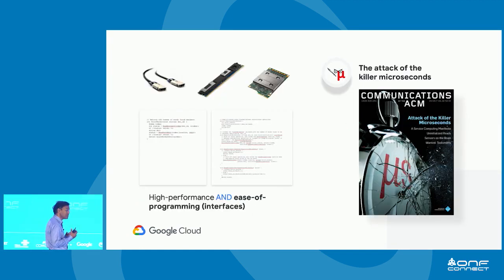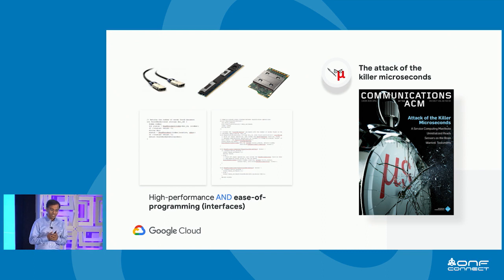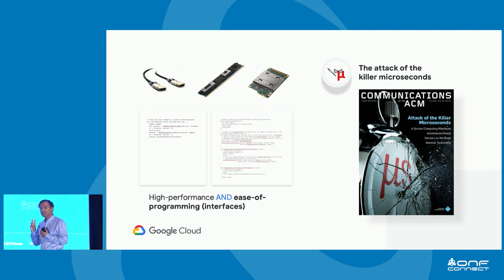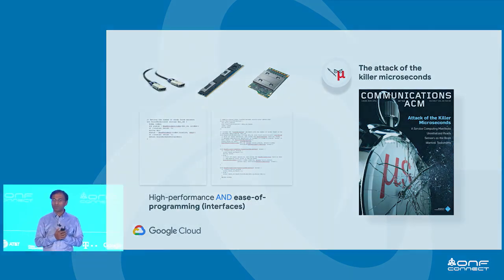And so the way to think about this is really what we call the attack of the killer microseconds. And we have a really nice paper in the Communications of the ACM that goes into this problem statement in more detail. But very briefly, it's motivated by two observations, right? Observation one is that we are in the era of microseconds. And if you think about the latency of network speed of light across a data center, that's about a microsecond. If you think about accessing an accelerator off of a PCIe bus, that's an order of a microsecond.